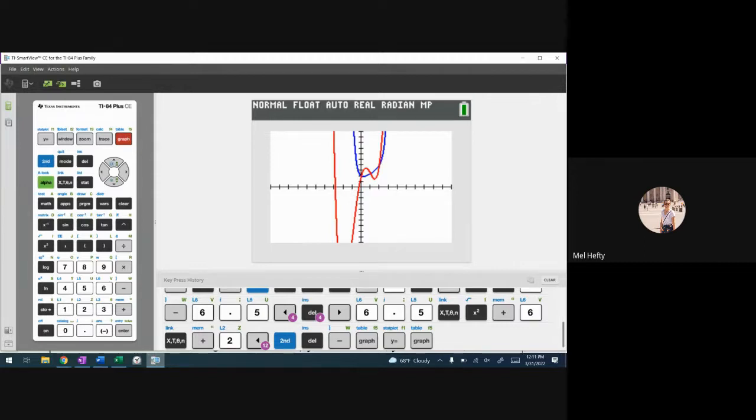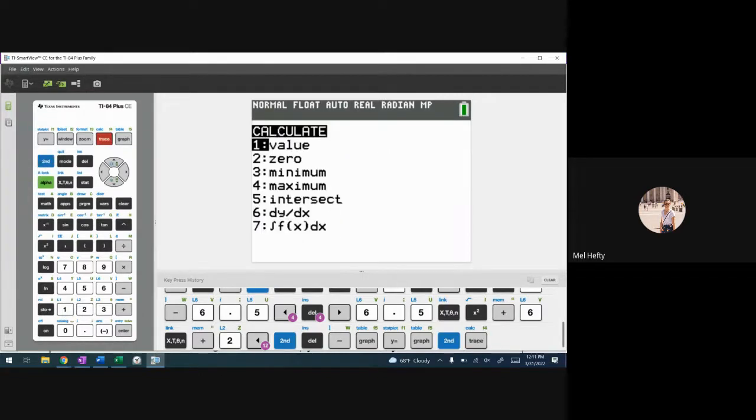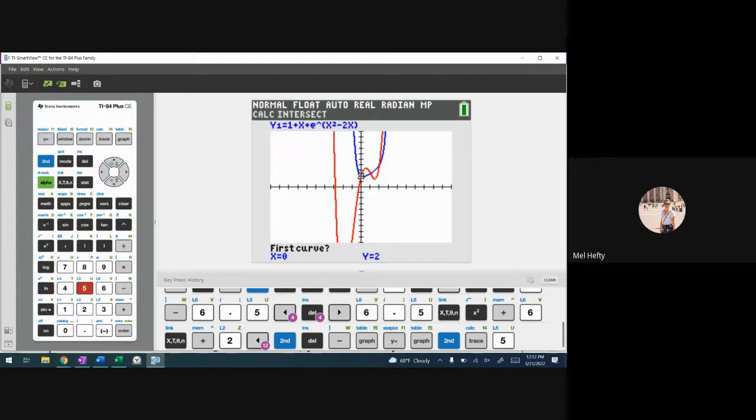It'll be fun. Anyone remember how to find an intersection on this graph? Yep, we're going to do second trace actually to get to this menu. So you don't want to just trace close. We want to get exactly. Which one am I going to choose? 5. Your calculator is going to ask you 3 questions. The first 2 should be just generic. It's going to ask you which 2 curves. I only have 2 curves graphed, so I can just press enter and enter.